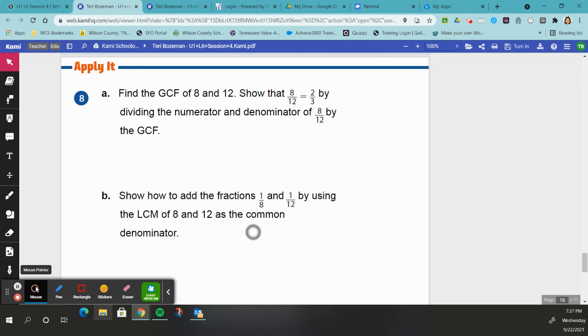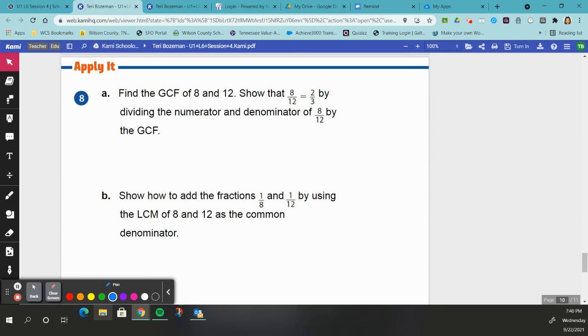All right, with number 8, it says find the greatest common factor of 8 and 12. Show that 8/12 equals 2/3 by dividing the numerator and denominator of 8/12 by the greatest common factor. And then B says show how to add the fractions 1/8 and 1/12 by using the least common multiple of 8 and 12 as the common denominator. Okay, so this problem sounds very complicated, but it's really just a review of what you did with fractions in 5th grade and a little bit maybe even in 4th.